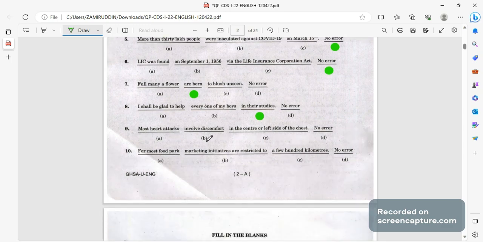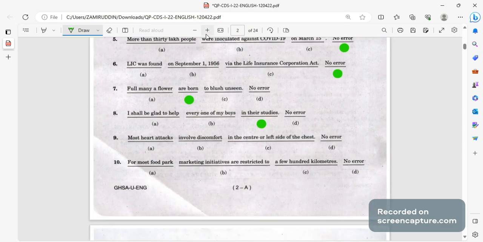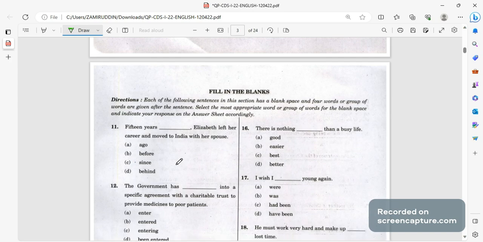Most heart attacks involve discomfort in the center or left side of the chest. There is no error in this. Don't try to figure out an unnecessary error in the sentence. This sentence is completely error free. Now, for most food parks will be the right answer. For most food parks, marketing initiatives are restricted to a few hundred kilometers. So, for food parks would be the right answer.